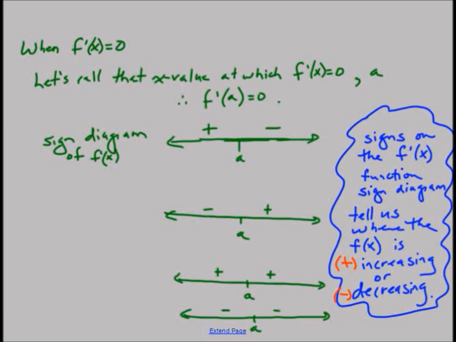So let's see what this actually means. It means that in this case, we have an increasing function up to a, and then a decreasing function. The only way that this can happen is if the point a is a local maximum. In the second case, we have a decreasing function up until a, and then an increasing function to the right side of a. The only way that this can happen is if a is a local minimum. In the bottom two cases, we sort of join those together as one case because they both mean that there's a stationary inflection point.